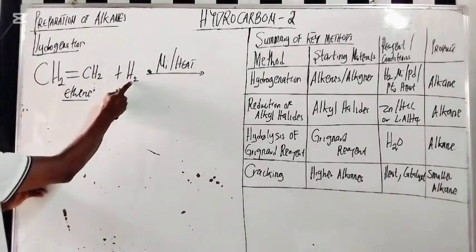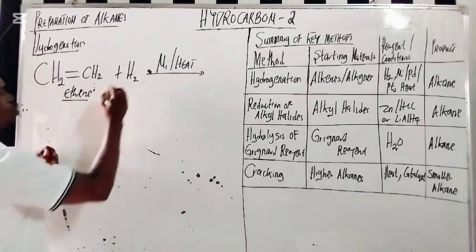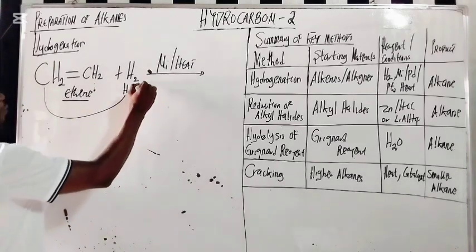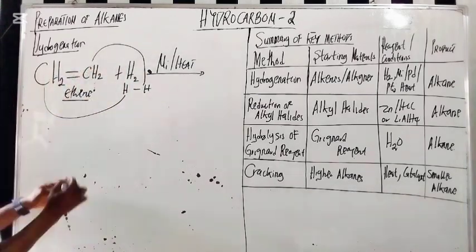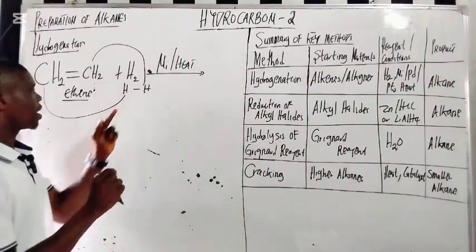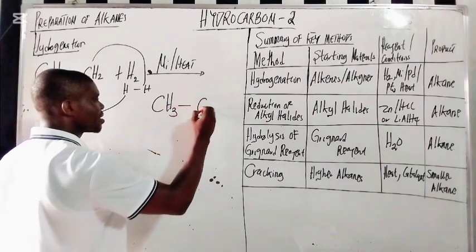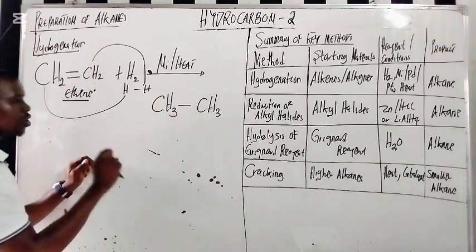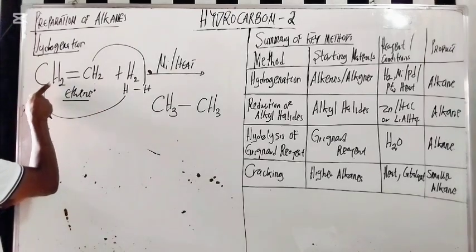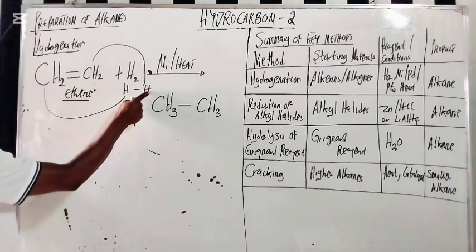Once you add this H2, remember you have 2 hydrogens here. One will be added here, and one will be added to this point here to break the pi bond. Once you add this, what will happen here now? CH3-CH3. What just happened here? One of the hydrogens here will be added here. Remember here is 2. Once you add one hydrogen, it becomes 3. One of the hydrogens will be added here.